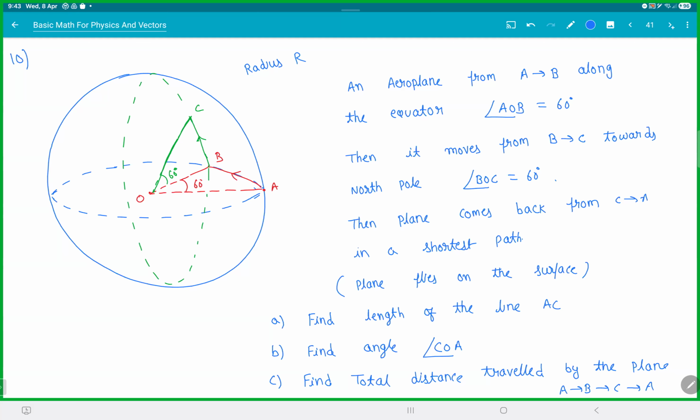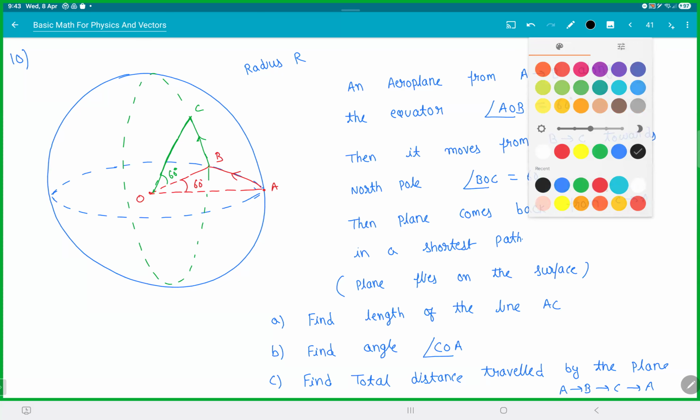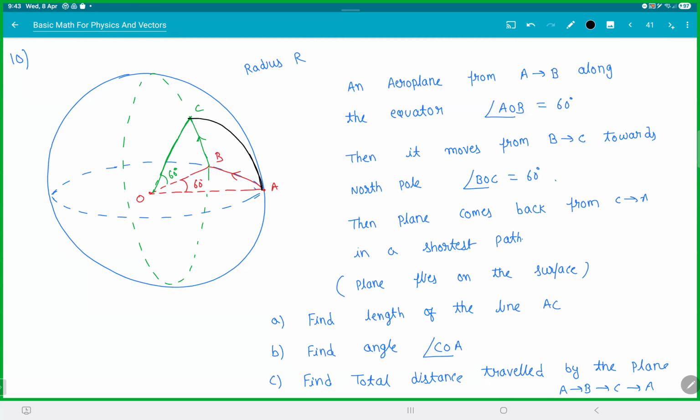Then what is the length of the line from A to C? Basically, there's a displacement, the length of the line. If you draw a line from C to A, that actually goes inside the earth. You make a tunnel through the earth. But the plane doesn't fly like that. The plane actually flies on an arc. So when it is coming back, the plane will fly like this. It's coming in one more arc. So find the angle COA and find the total distance traveled.